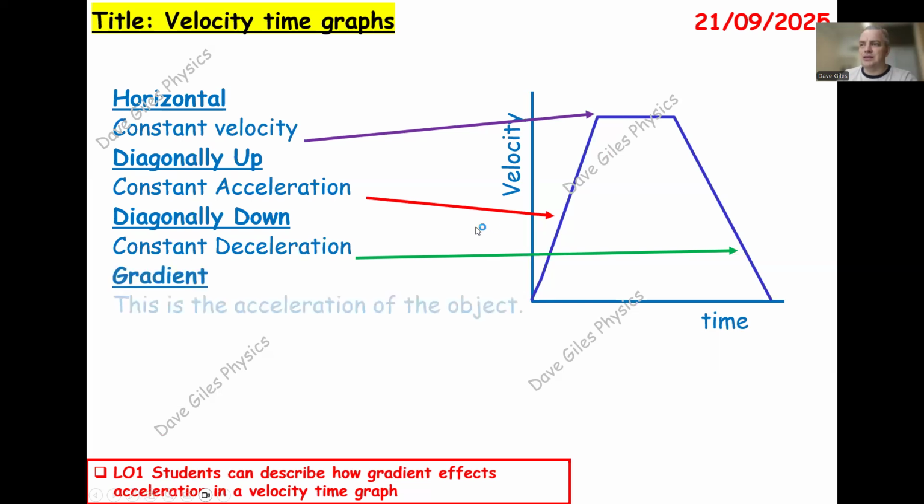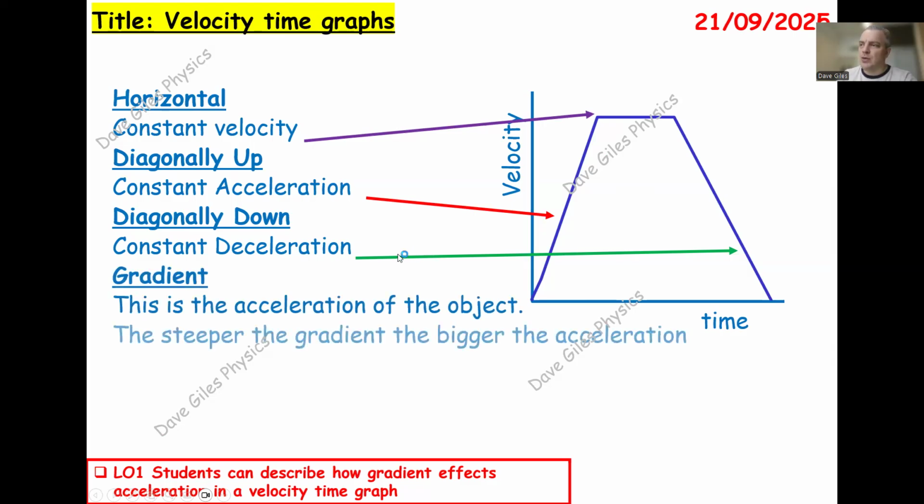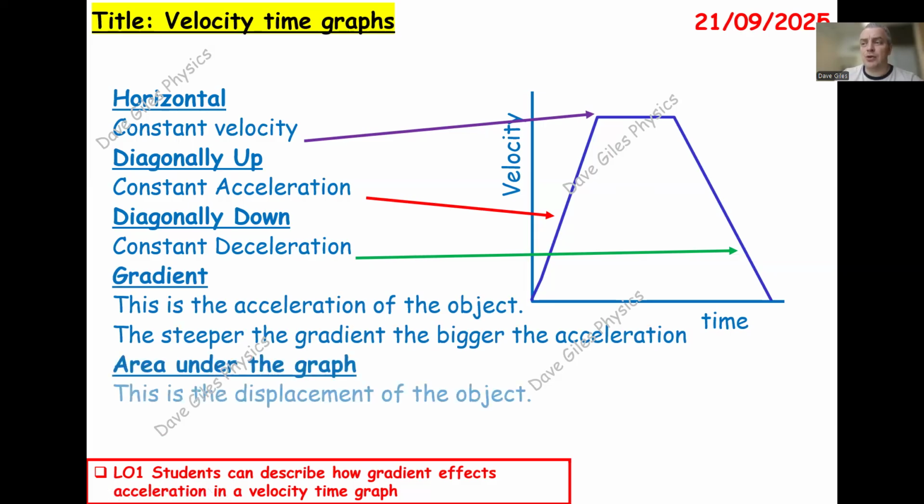And the gradient is the acceleration or deceleration of the object. The steeper the gradient, the bigger the acceleration. I will also add that if you get a negative gradient, that means deceleration. And the area under the graph is the displacement of the object.